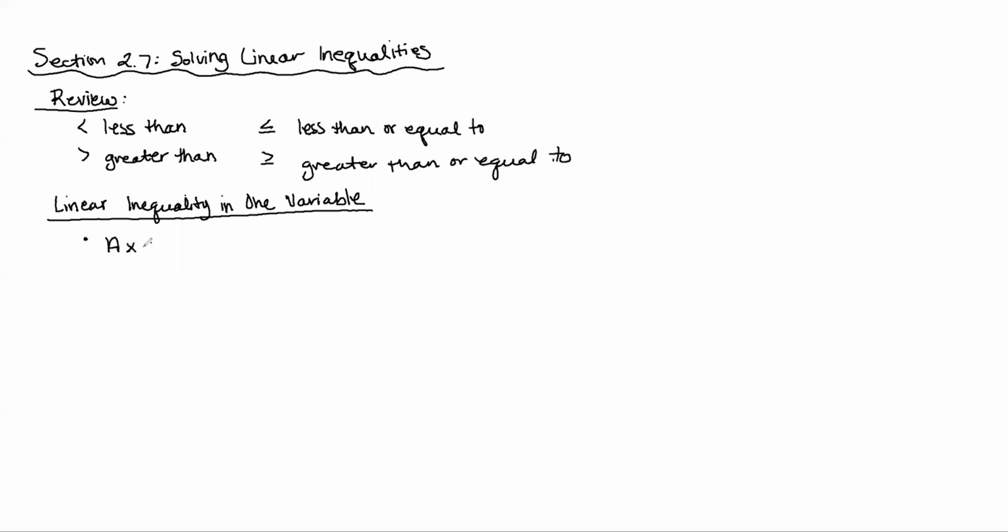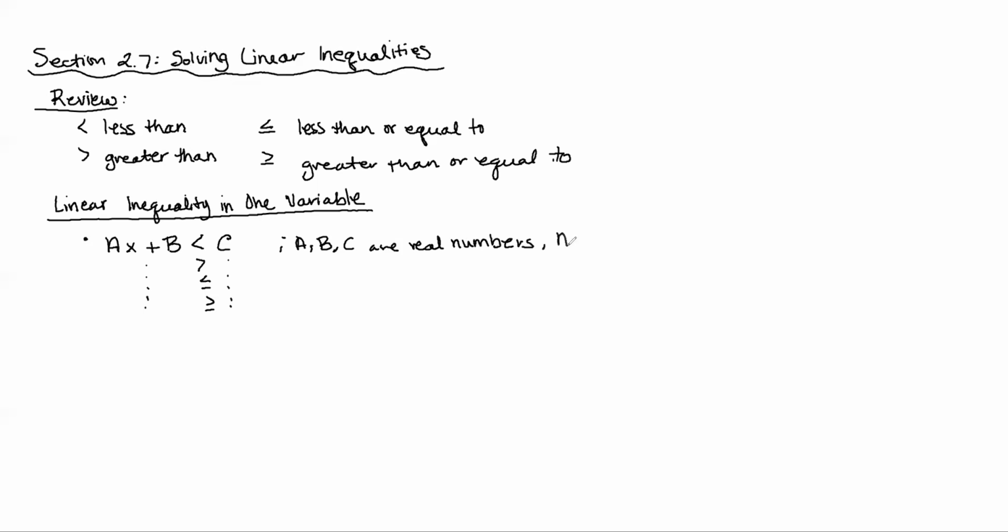So ax plus b is less than c. And of course, we could have a less than there. We could have greater than, less than or equal to, or greater than or equal to. But the left and the right side stays the same. And again, we're going to specify here that a, b, and c are real numbers. So we're still not working with imaginary numbers. That's not going to happen in this class.